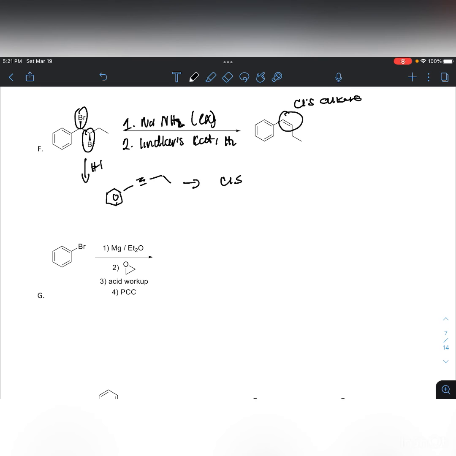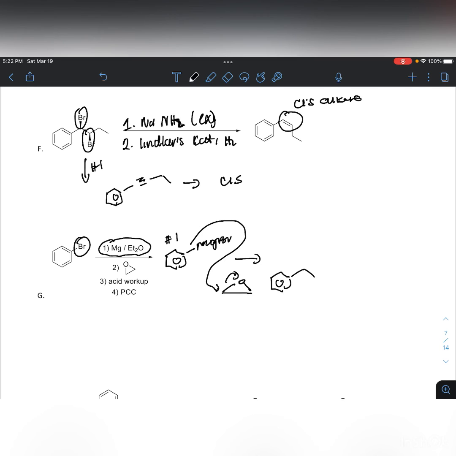So whenever you look at G, you take this alkyl halide. This is forming the magnesium Grignard reagent. This is going to form MgBr. So this is from step number 1. Next, we're going to take this and react it with an epoxide. So you know Grignards are nucleophilic. So in this case, this is going to add here. You open up this epoxide. We get something like this.